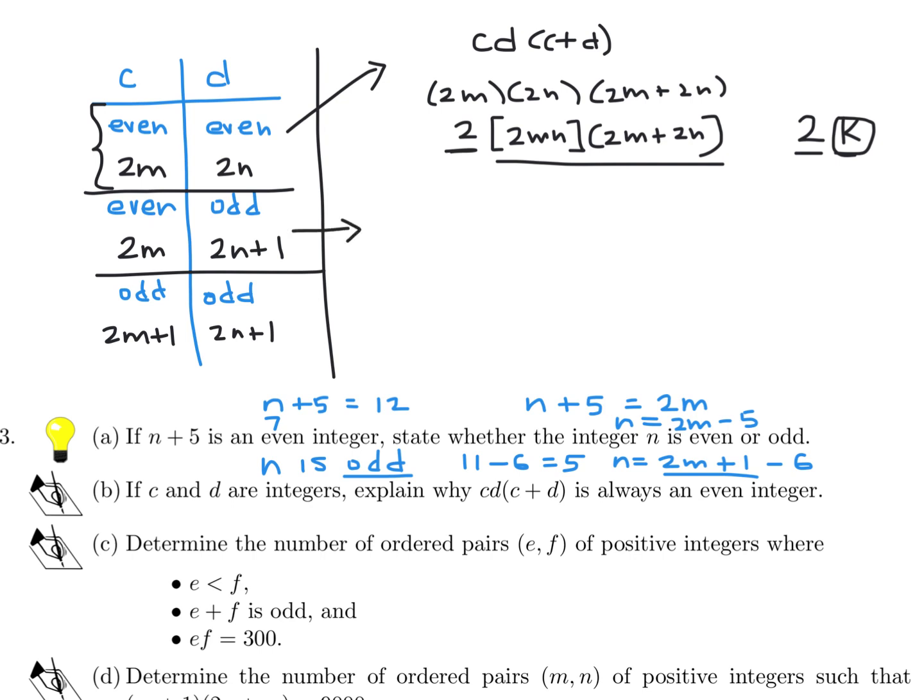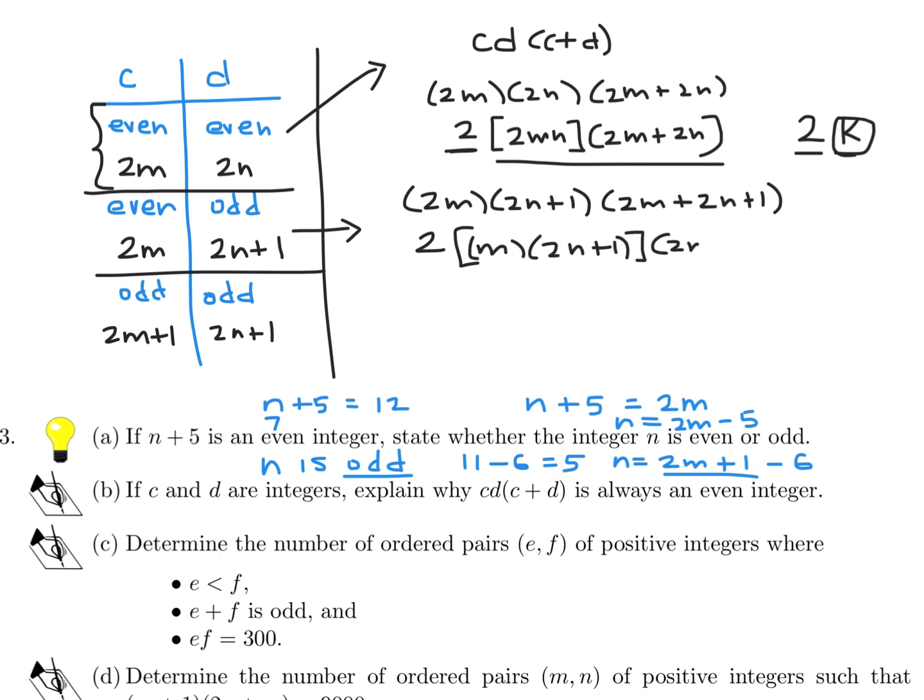Now let's look at the next scenario. So this time it'll be 2m times 2n plus 1 times 2m plus 2n plus 1. Okay. And I think it's pretty much the same story here. So you can just put the 2 out front, and then you just have this m, and then 2n plus 1. Same thing, just rearranging it a little bit. And then because you have that 2 out front, it's even, because it's of that form. All right, so that takes care of that.